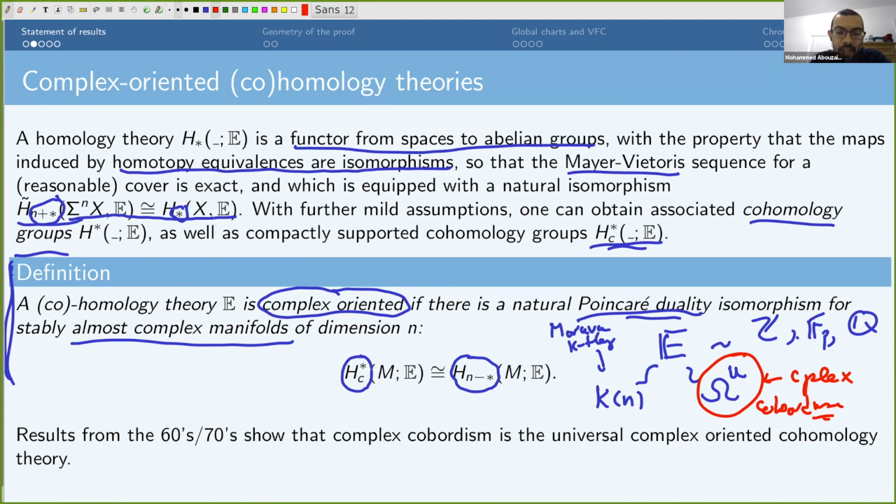these things, which means if you take any other cohomology theory, there'll be a natural map. I'm doing homology here. There'll be a natural map from the homology of M with coefficients in complex cobordism to the homology of M with coefficients in E. And so if you establish something sufficiently robust about complex cobordism, then you can conclude it for all these other theories. Okay, so that's what I mean by complex-oriented cohomology theories.